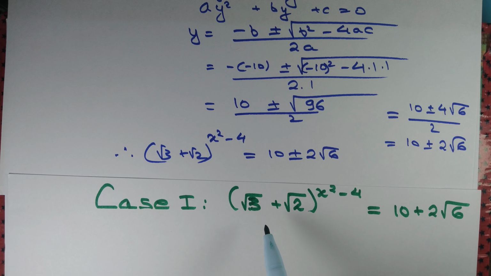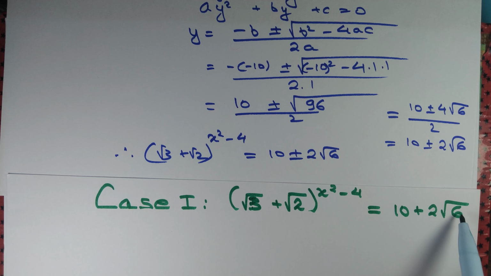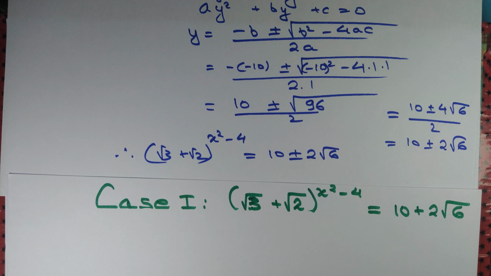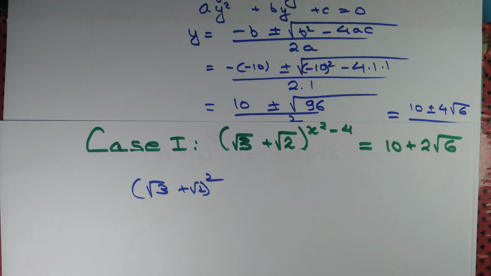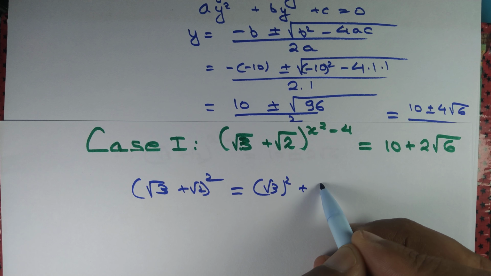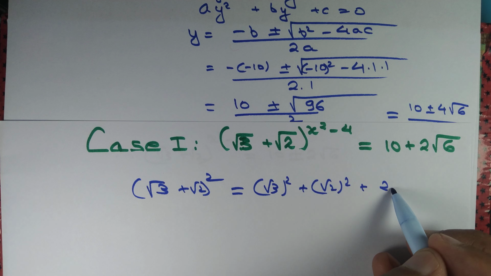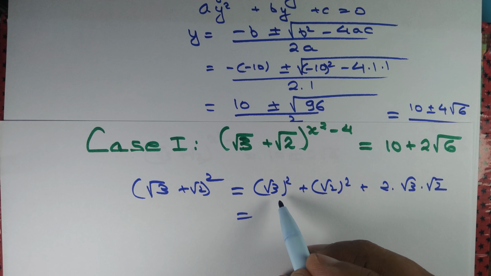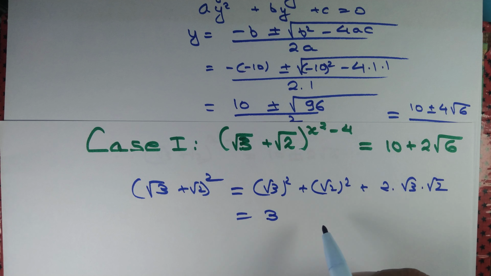Case 1. So case 1, we take (root 3 plus root 2) to the power x square minus 4 equal to 10 plus 2 root 6. You see that if we square root 3 plus root 2, let's find it out. (Root 3 plus root 2) whole thing square equal to root 3 square plus root 2 square plus 2 into root 3 into root 2. You see that we are getting exact expression. Root 3 square is 3.